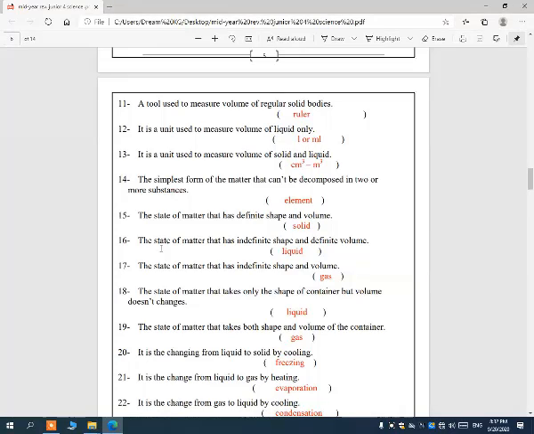Number 16. State of matter that has indefinite shape and definite volume. Indefinite. It will be liquid.